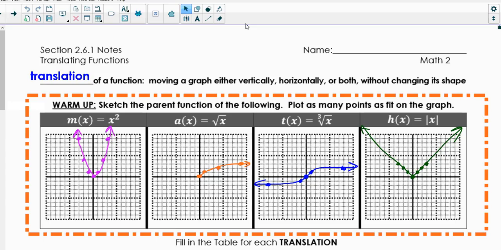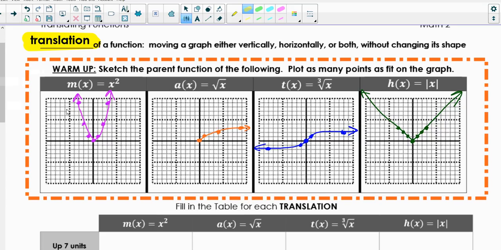So today we're going to put it all together, and we're going to focus on what we call translation of a function. Okay, so your translation is exactly what we did last week. We are moving it vertically, horizontally, or both, but not changing its shape. So at first, we're just going to focus on the horizontal and vertical movements, and then we'll get into some other stuff as well.